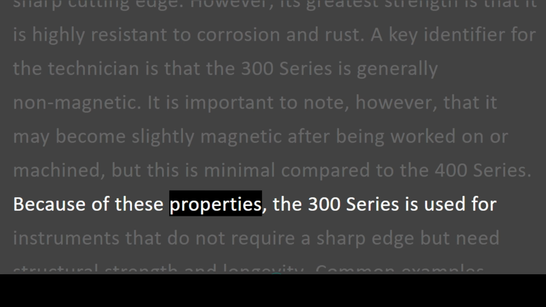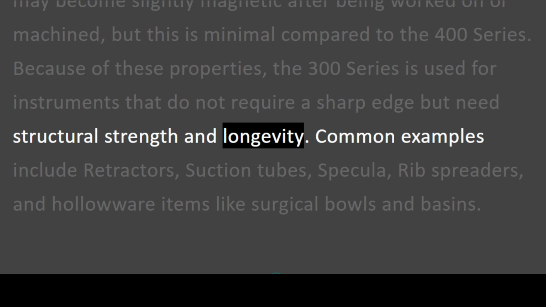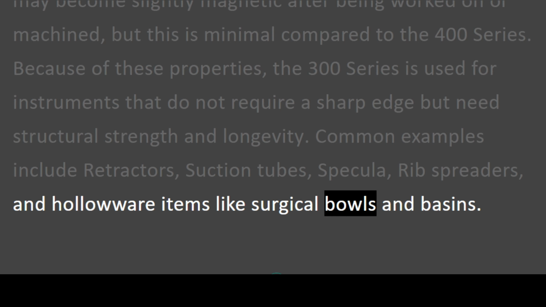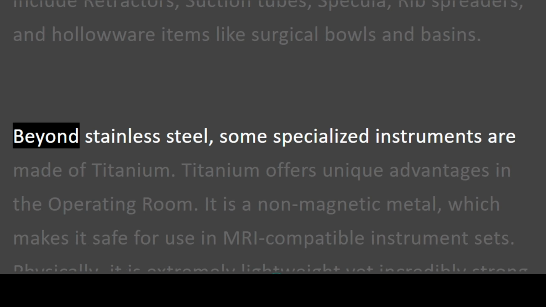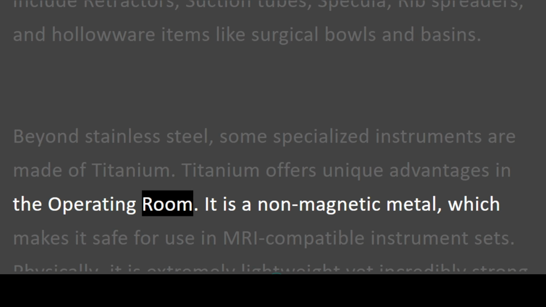Because of these properties, the 300 series is used for instruments that do not require a sharp edge but need structural strength and longevity. Common examples include retractors, suction tubes, specula, rib spreaders, and hollowware items like surgical bowls and basins. Beyond stainless steel, some specialized instruments are made of titanium. Titanium offers unique advantages in the operating room.